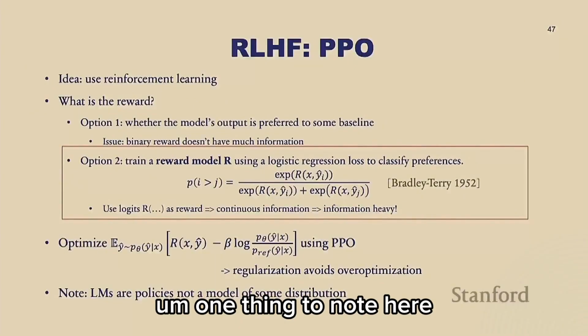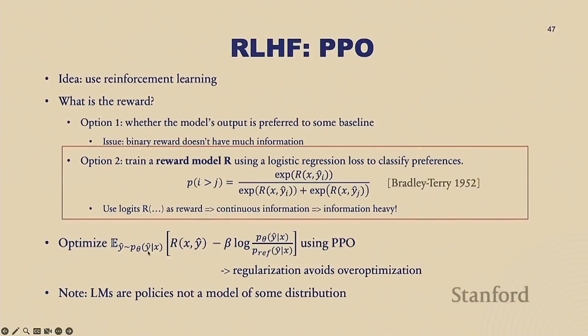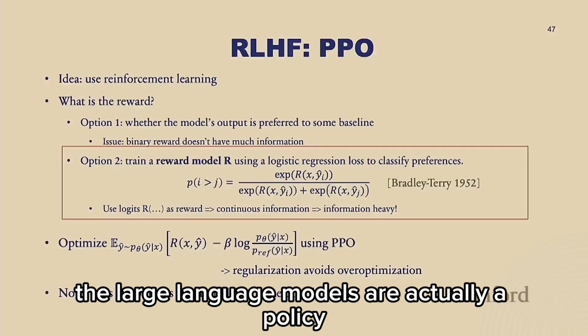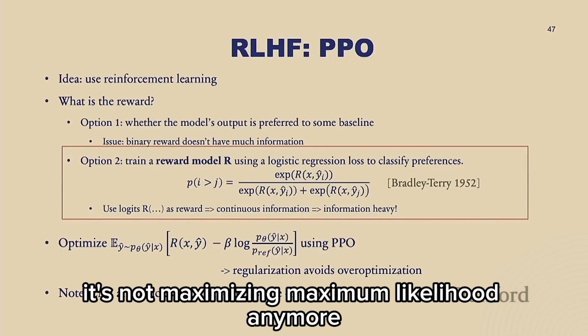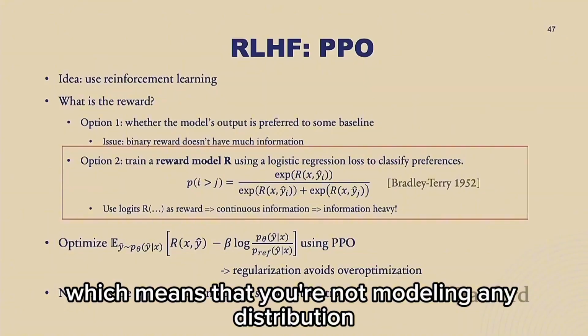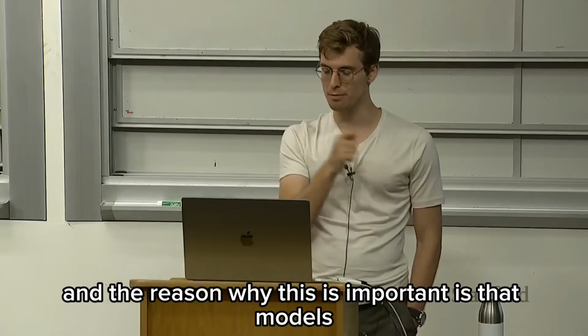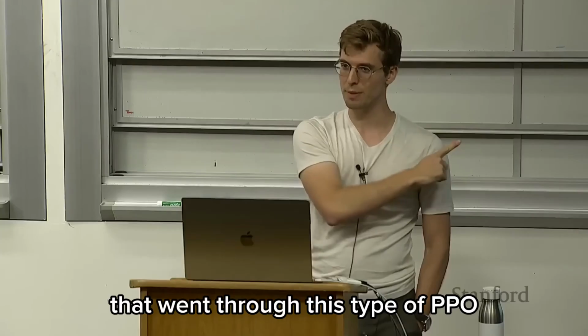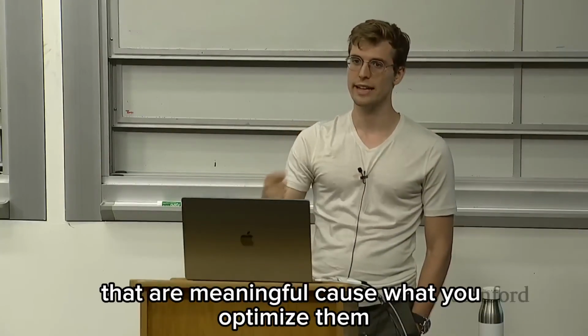One thing to note here, because it will be important for later, is that when we use maximum likelihood, now the large language models are actually a policy for your reinforcement learning. It's not maximizing maximum likelihood anymore, which means that you're not modeling any distribution anymore. And the reason why this is important is that models that went through this type of PPO actually don't give you likelihoods of text that are meaningful.